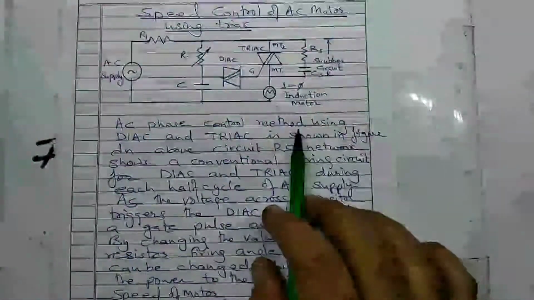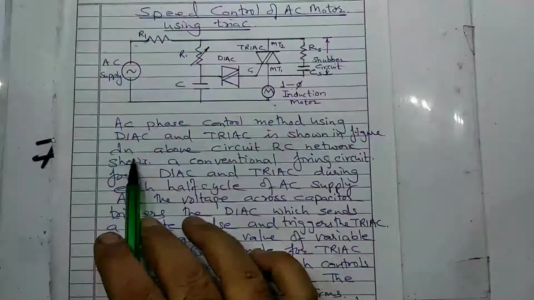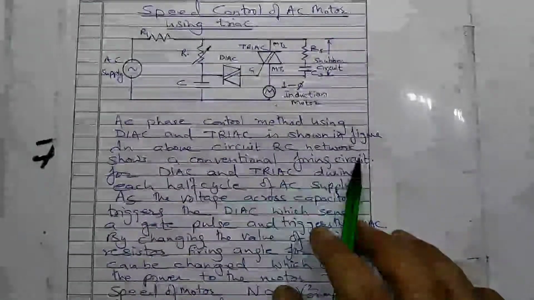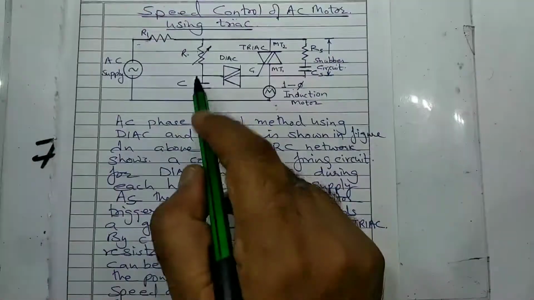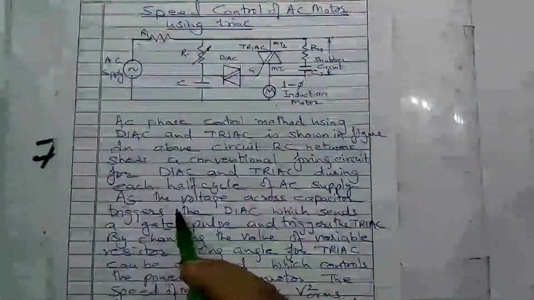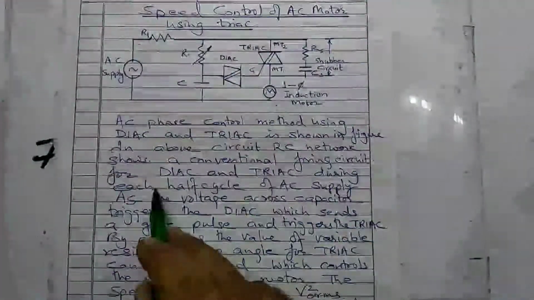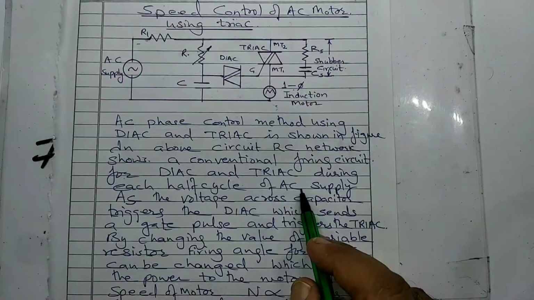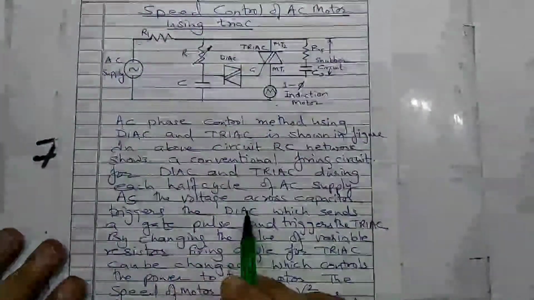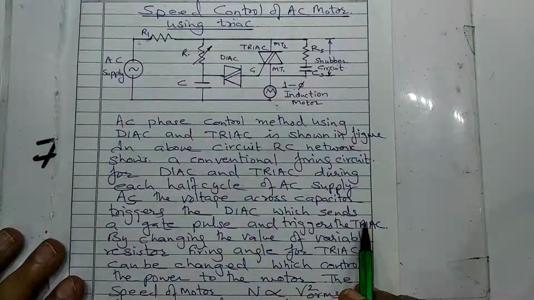Now the AC phase control method using diac and triac is shown in the figure, in which the RC network is a conventional firing circuit. This R and C, R is a variable resistor. The RC network is the conventional firing circuit for diac and triac during each half cycle of AC supply, as the voltage across the capacitor triggers the diac, which sends a gate pulse and triggers the triac.